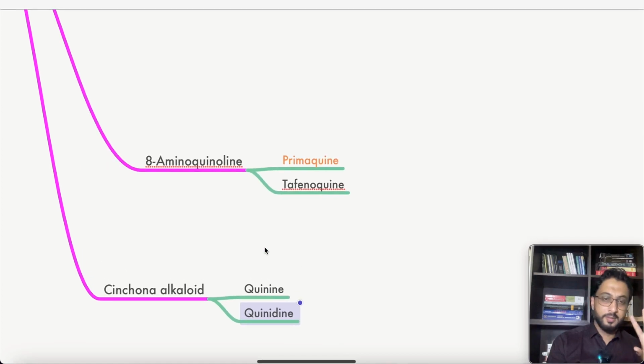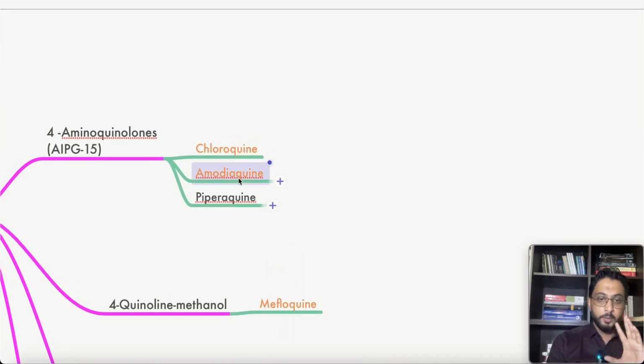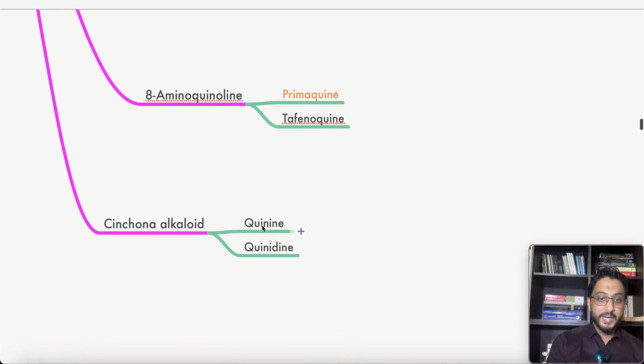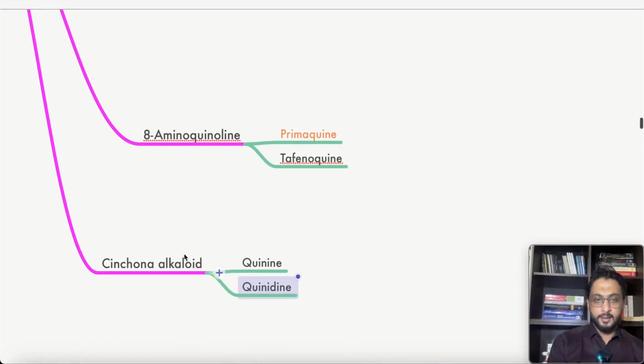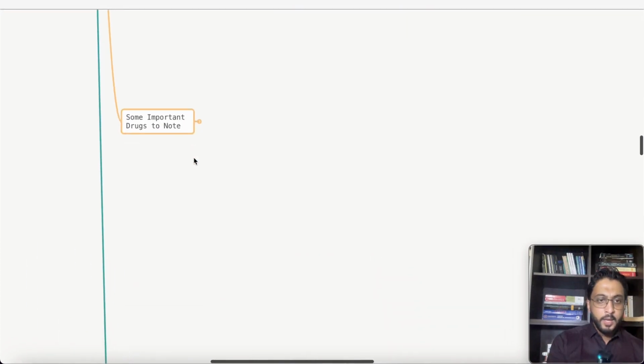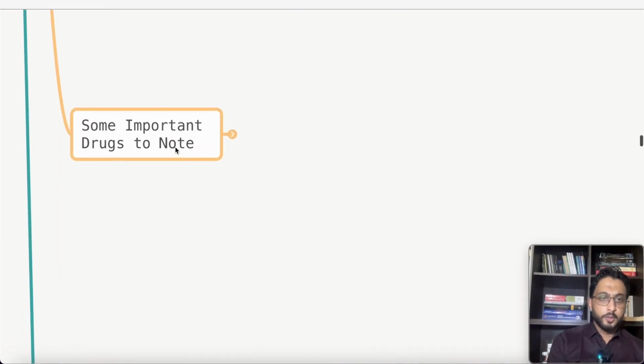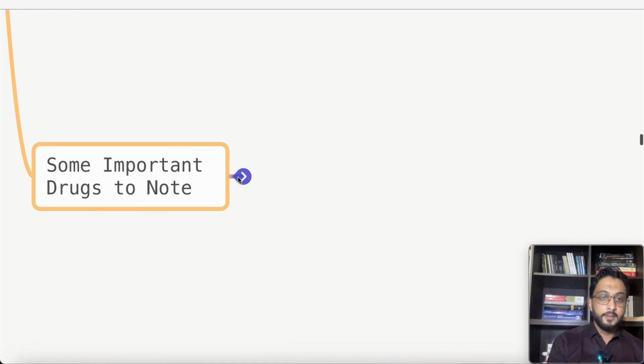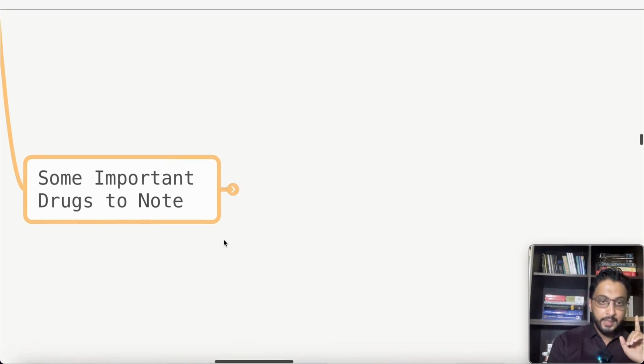So that's just to remove that confusion. Chloroquine, amodiaquine, mefloquine. This is quinine and quinidine, which are cinchona alkaloids. So hopefully you're writing it, you're learning it. It's very good. Now, some important drugs to note. This is another area where you got questions. In fact, this is the area where you majorly got questions other than what I just told you here.